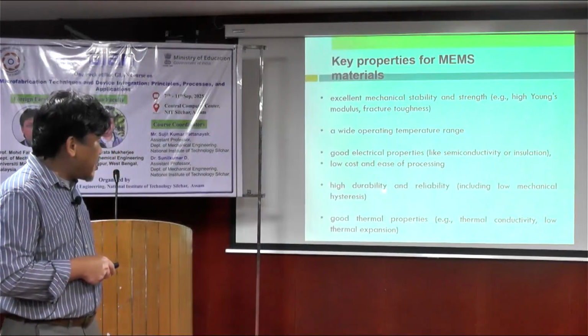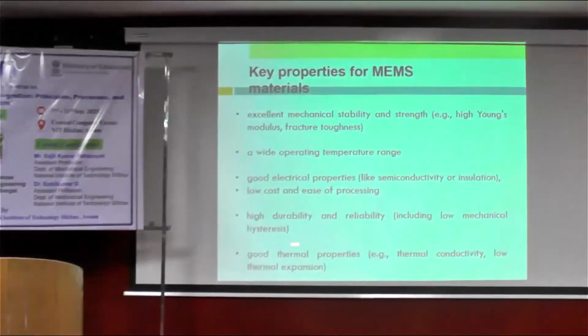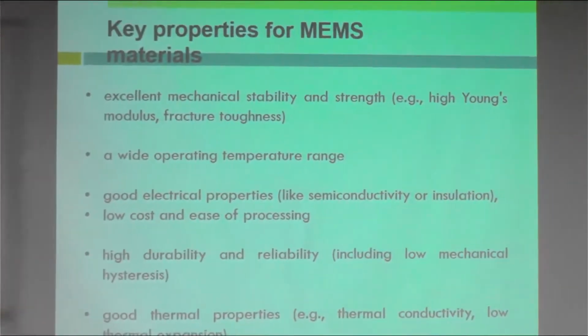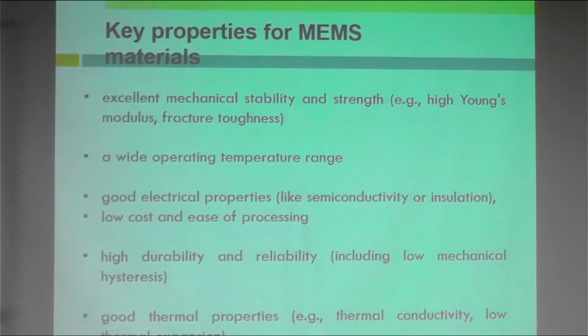Then high durability and reliability, including low mechanical hysteresis. Mechanical hysteresis is the property where, when you expand and then release, you don't go back to the original shape. And good thermal properties, for example thermal conductivity and low thermal expansion. So in MEMS, we try to have materials that can disperse heat quite fast, or that can prevent expansion of the material, as I mentioned before.